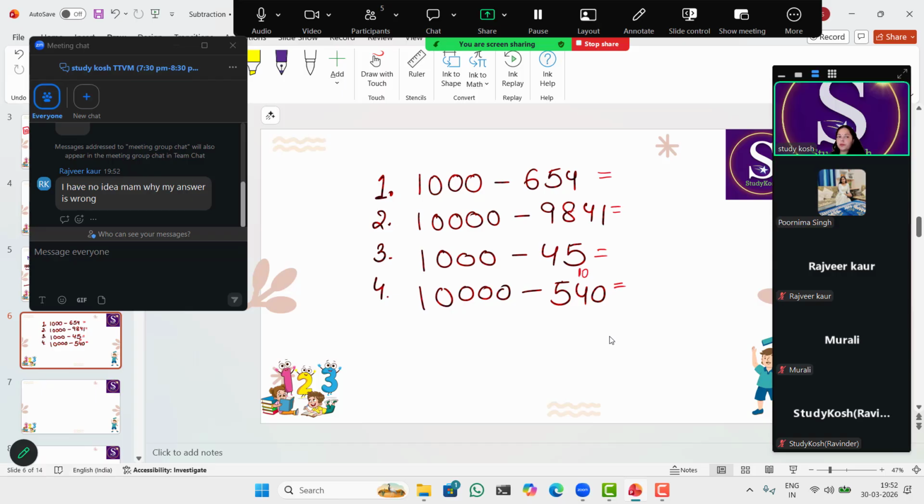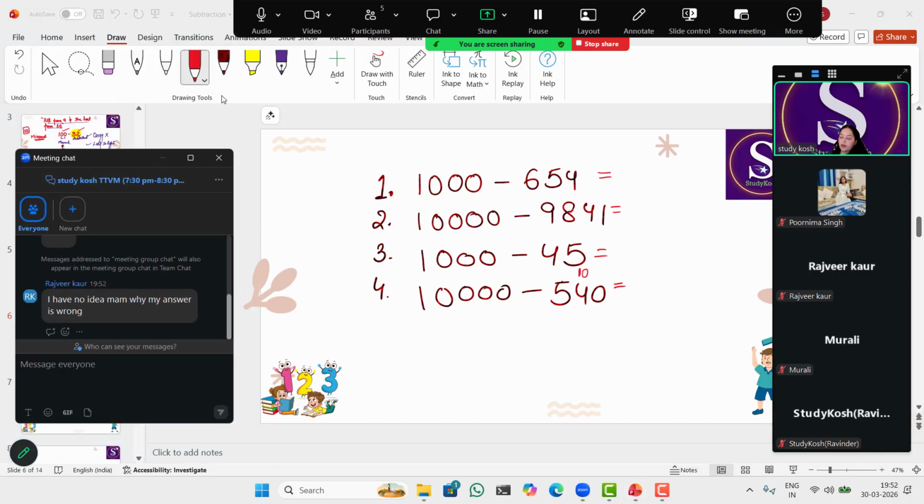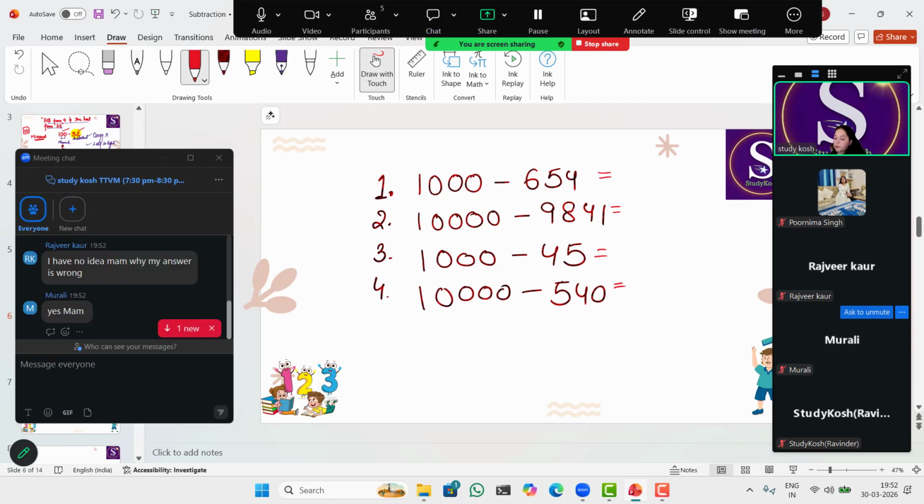Chalo, the first one: 1000 minus 654. So here we have three zeros and three digits, all from 9, last from 10. 9 minus 6, 3. 9 minus 5, 4. 10 minus 4, 6. So 346 is the correct answer.